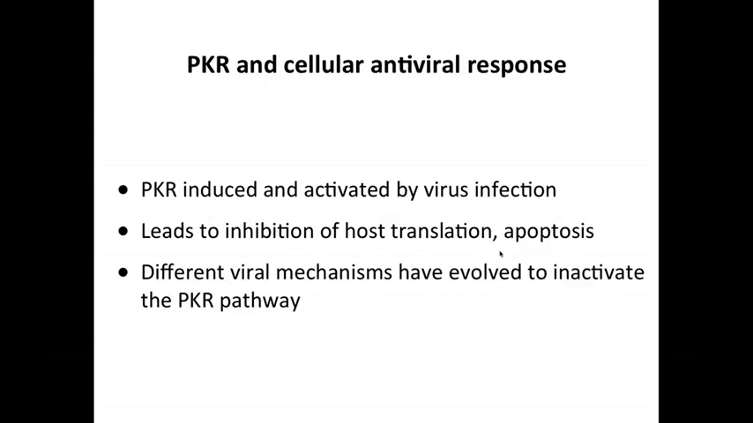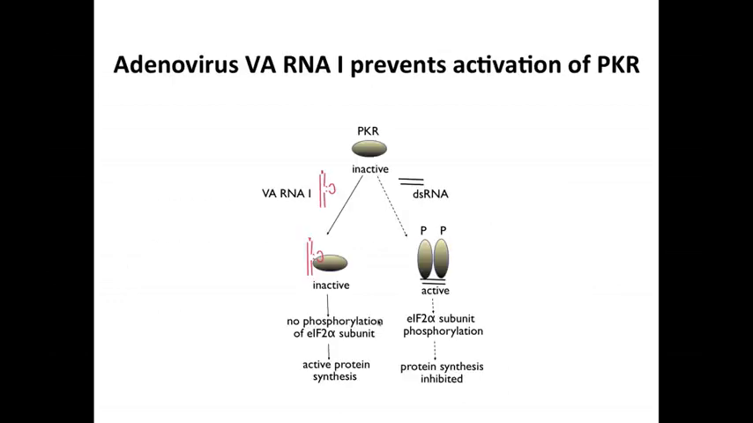It turns out that this is a very powerful means of repelling virus infection. And if viruses didn't antagonize it, they'd be wiped out. And almost every virus has some means of inactivating the PKR pathway. That's how important it is. So without a means of antagonizing PKR, viruses wouldn't survive. So let's take a look at a couple of mechanisms for doing this.